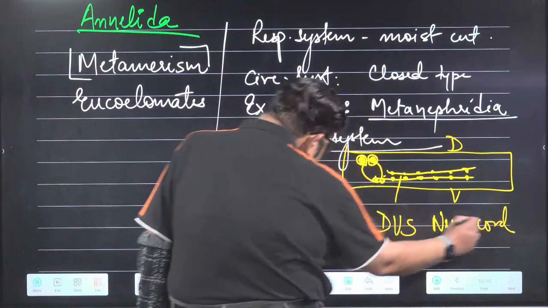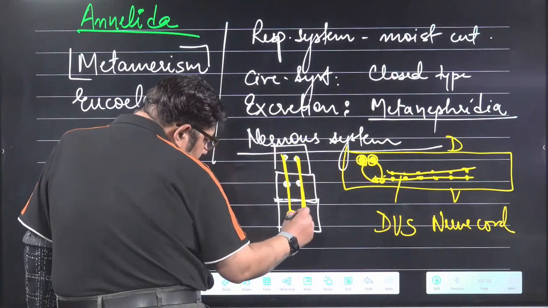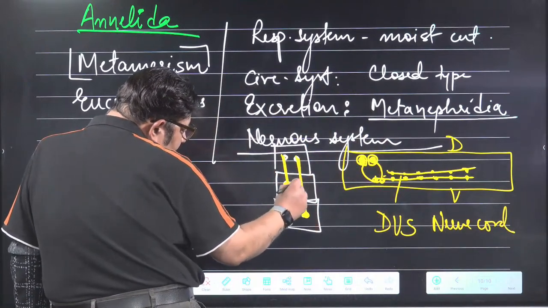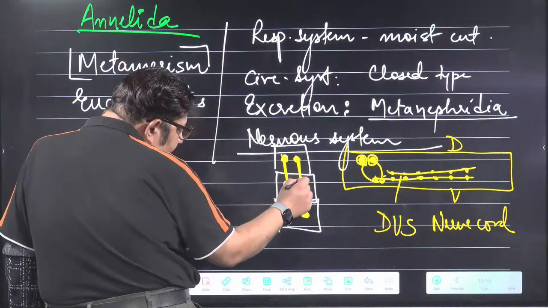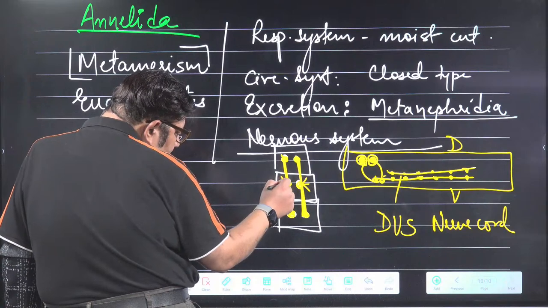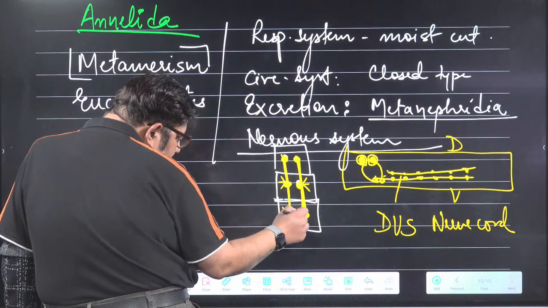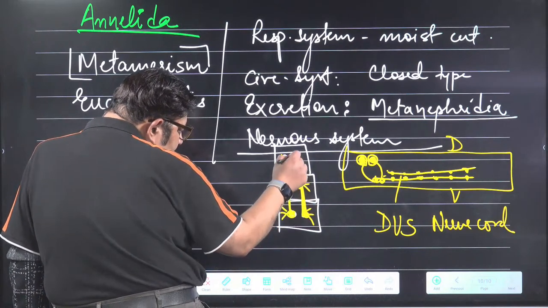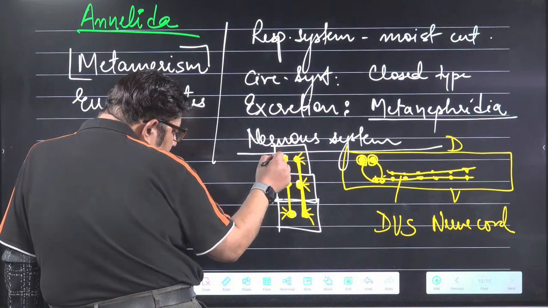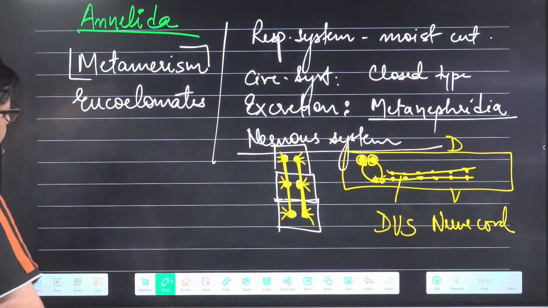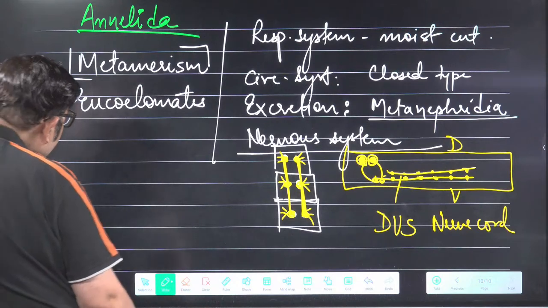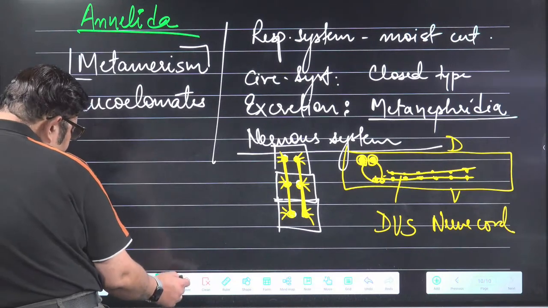And they have got paired ganglia. Every segment has paired ganglia, and these have segmental nerves. You remember, we have made such a diagram for the earthworm. If you don't remember, don't worry. No props. But every segment has paired ganglia. So, that is done. Excretion is done.